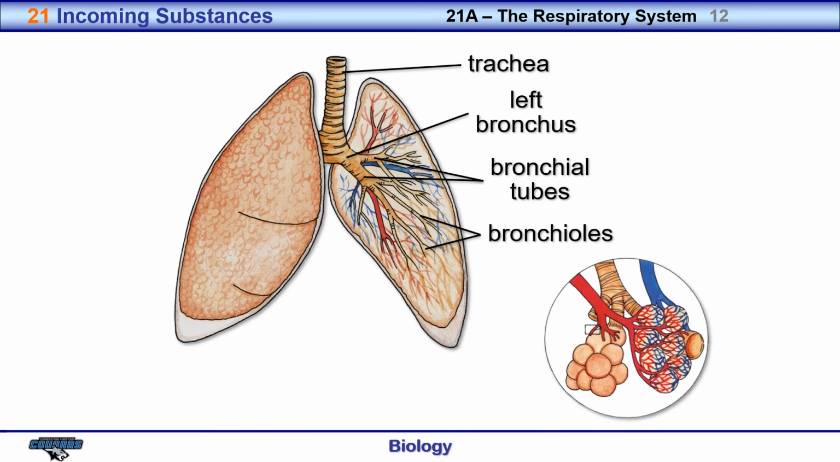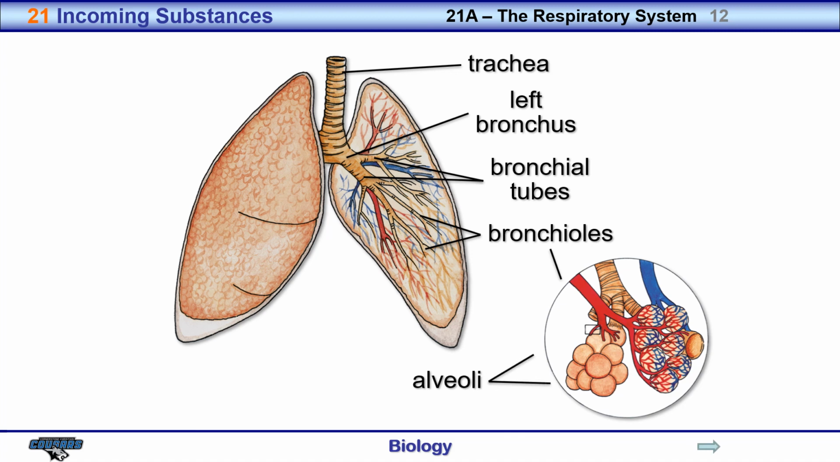And then at the end of the bronchioles is what we call the alveolus. Okay, so there's the bronchioles, and they are divided up even smaller into these little microscopic bubble-like sacs called the alveoli.